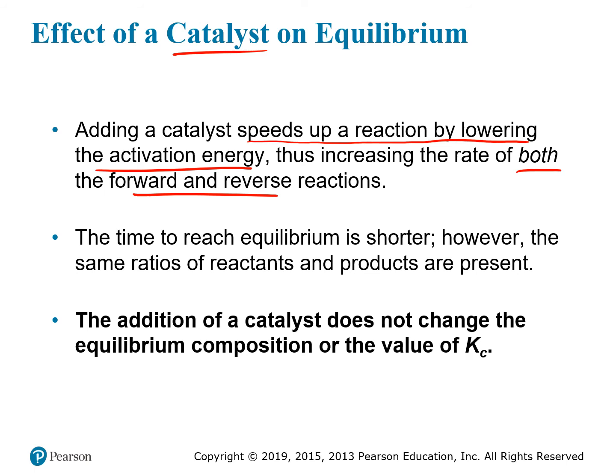This means that the system will reach equilibrium more quickly, the time to equilibrium will be shorter, but it won't affect the ratios of the reactants and products that are present. In other words, the addition of a catalyst does not change the equilibrium composition of a system or the value of Kc.